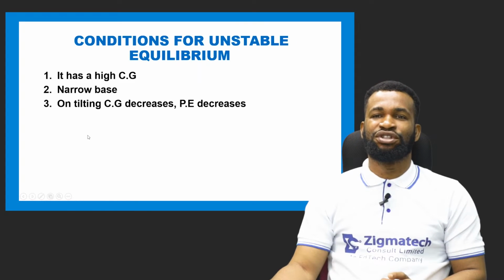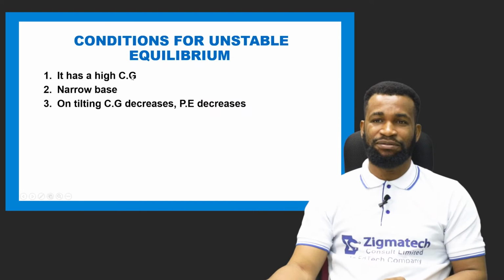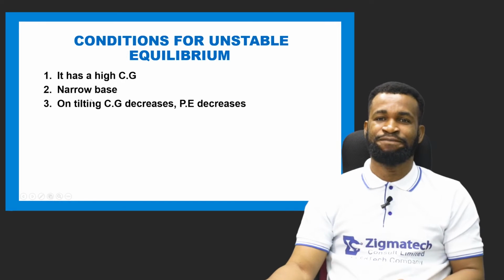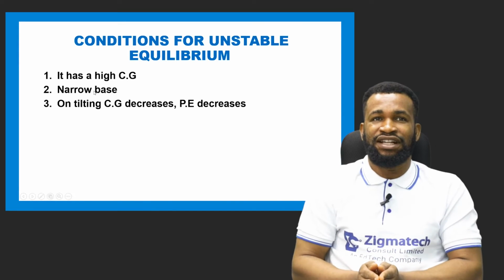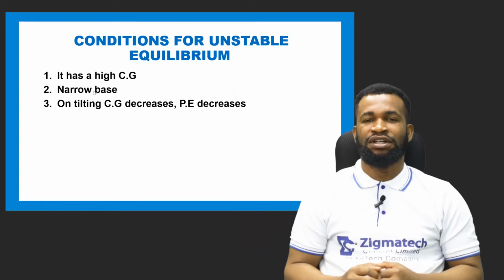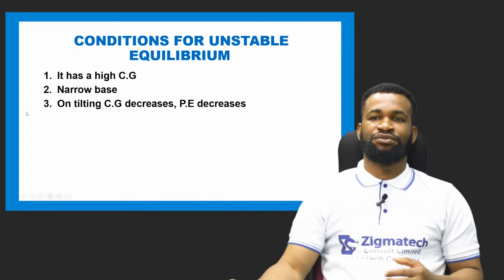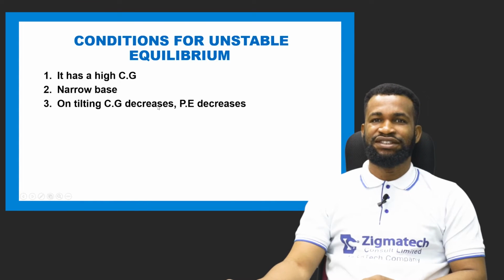Now, what are the conditions for unstable equilibrium? One, it has a high center of gravity. The center of gravity is very high, and that makes it unstable. Two, a narrow base. The base is very narrow, right? It doesn't balance. Then, number 3, on tilting, the center of gravity decreases.